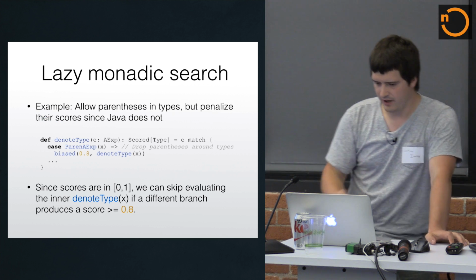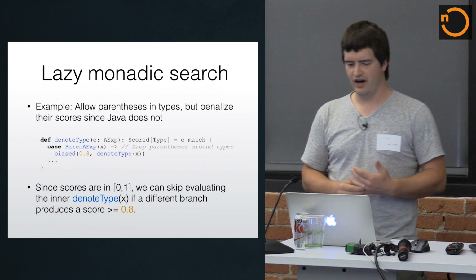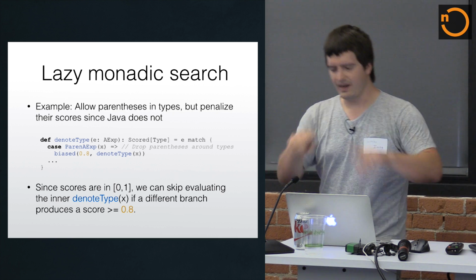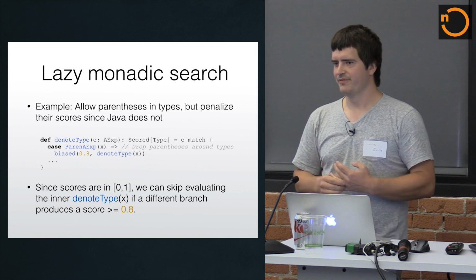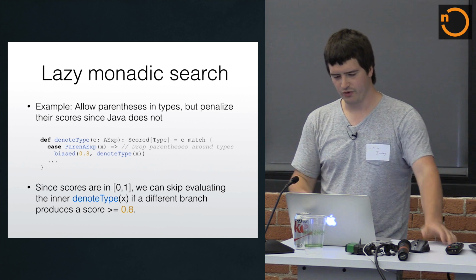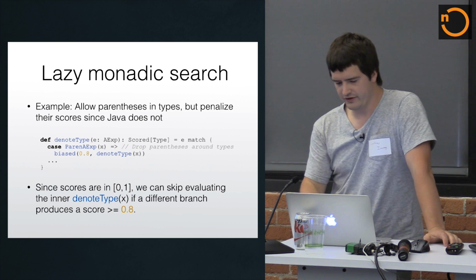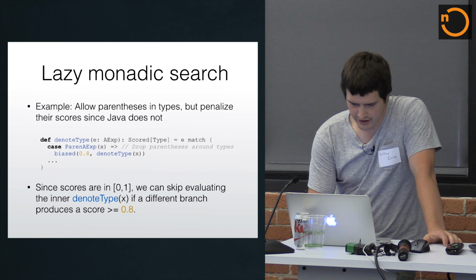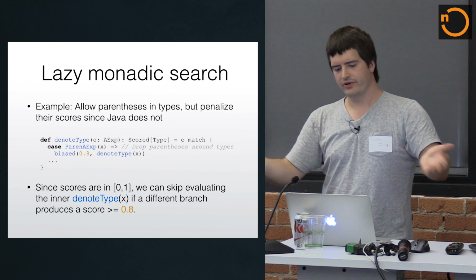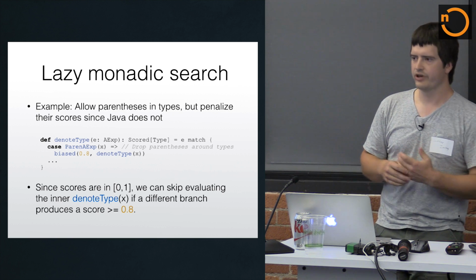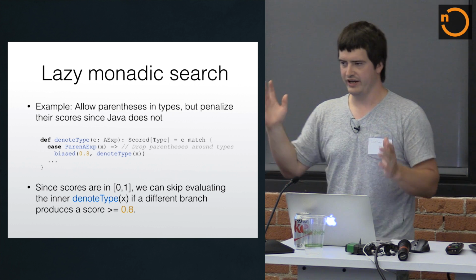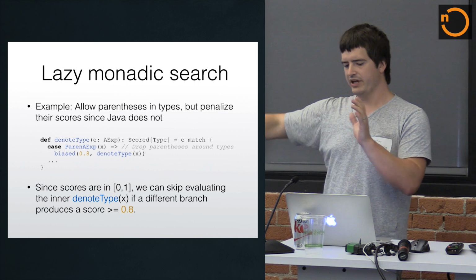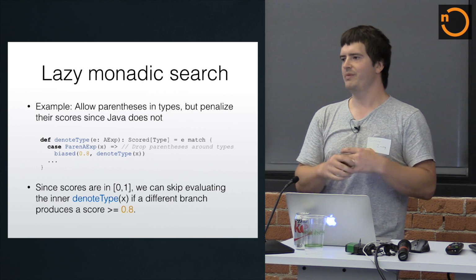So here's an example. For some reason, Java and also nearly every other language, like Scala and C++, you can't put parentheses in types, which is confusing because they can go everywhere else. So we allow that, but because it's not valid Java, we assume that it's less likely you're going to do that. So if we see some parentheses around a type, we'll say, well, that's fine, but we're going to reduce the score by a factor of 0.8, and because this is lazy, we'll only evaluate it as a type if that 0.8 isn't enough to make it unlikely.